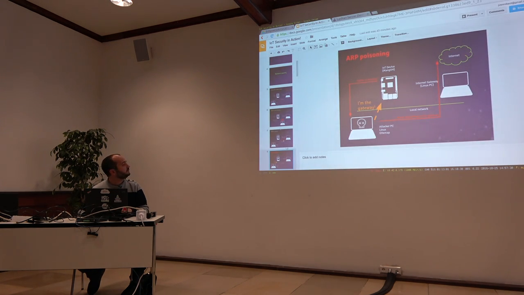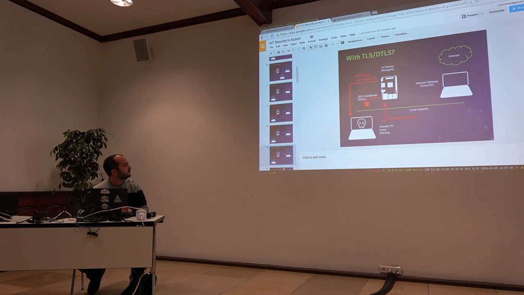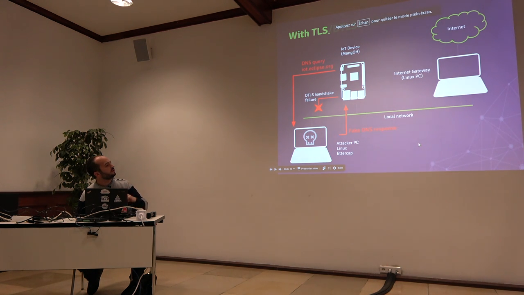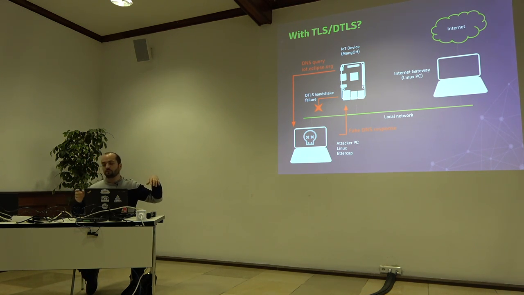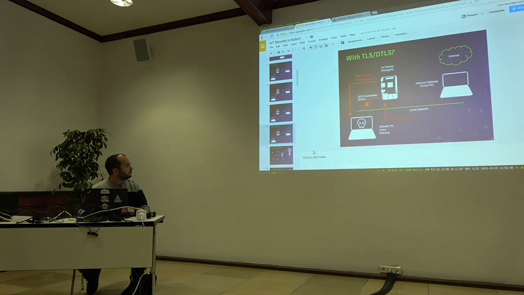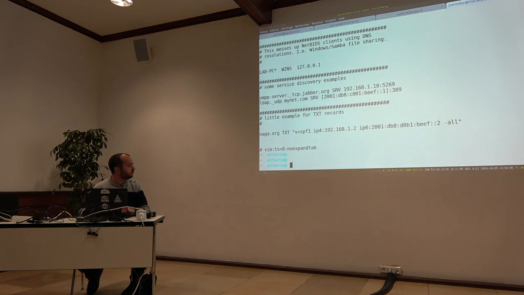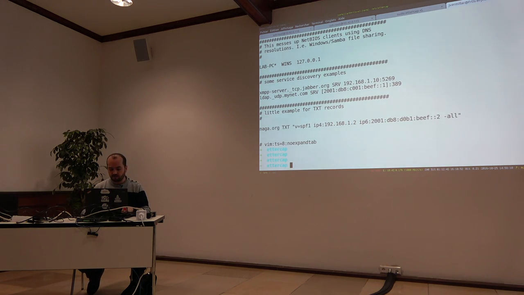So basically, this is the next slide. I know this one. If I show you the slide, my PC will receive all the traffic from the board, and when I see a DNS request, I will just send a fake answer, to redirect the device wherever I want. So what I'm going to do now is run a Leshan server on my PC.